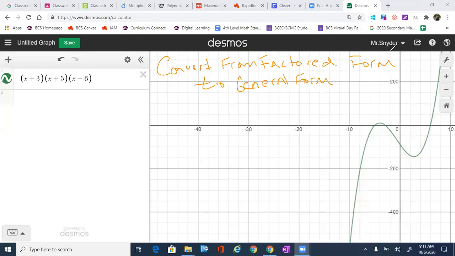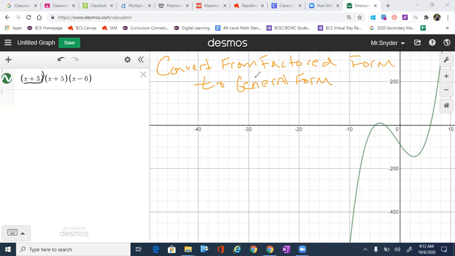All right, guys, we're going to convert from factored form to general form when we have 3 binomials, and the process is very similar to when we have 2. We just have an extra step. Now, you're going to notice off on the right, I have the graph in there, and we're always going to use that graph because we want to go ahead and verify our answer in the end of our video. So let's go ahead and start.